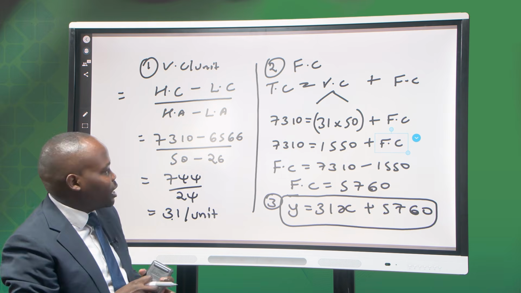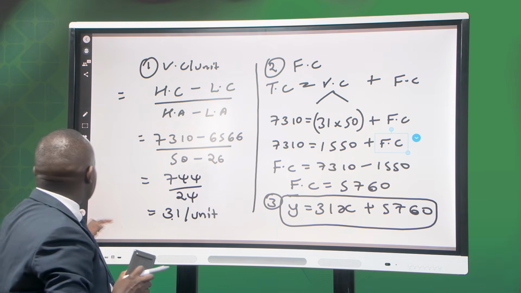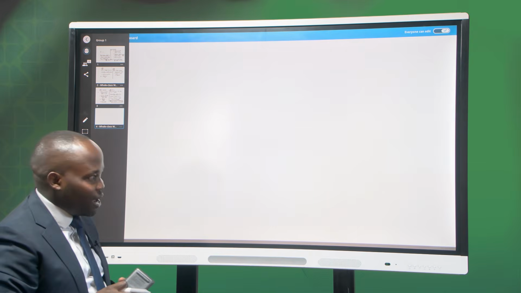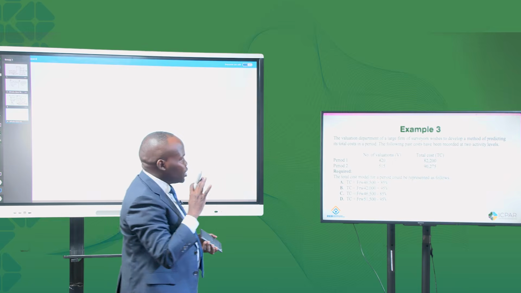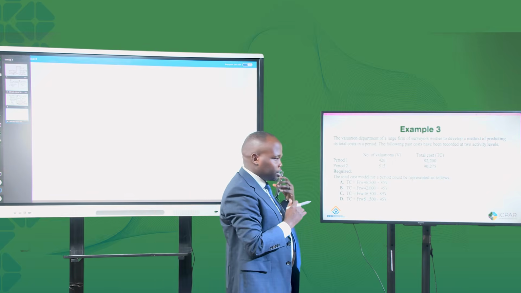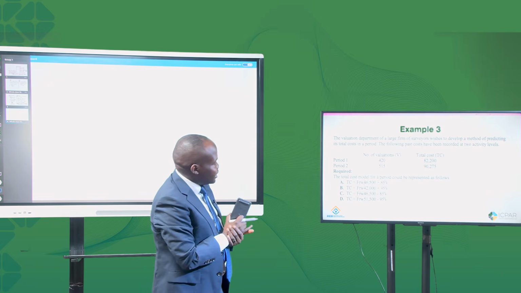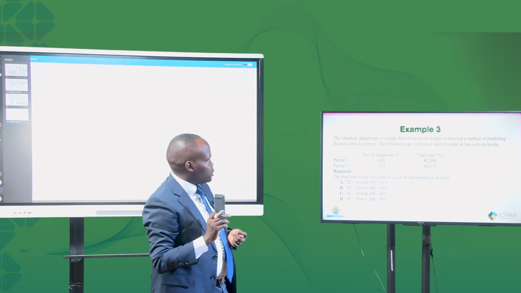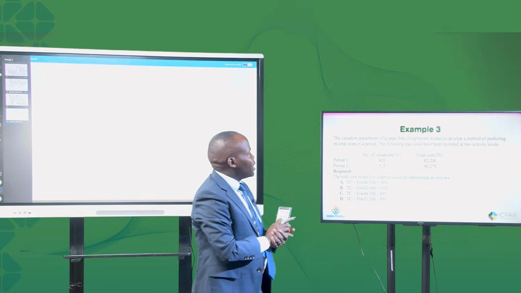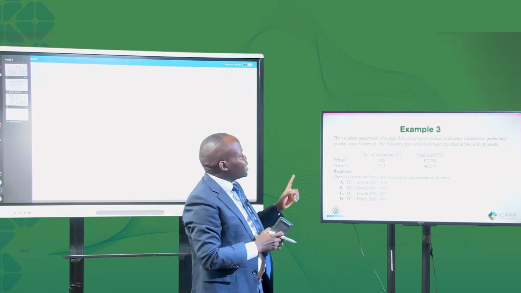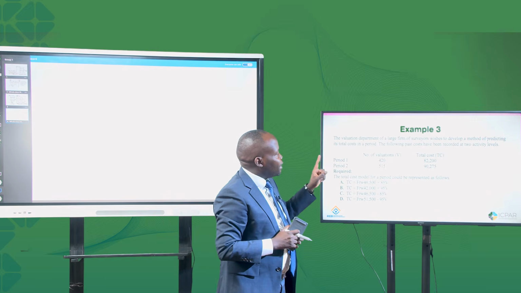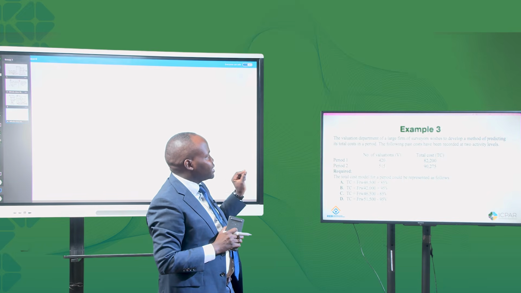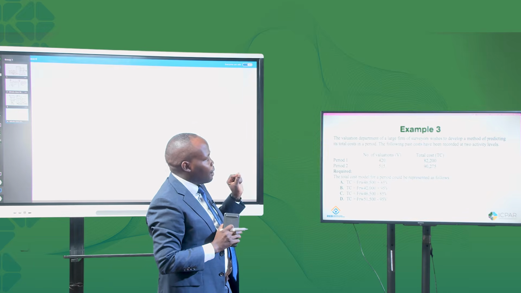Our last example. So let's go to our last example to see how the examiner now sets this type of question. Now this example is application of the concept we have learned. So in our last example, remember our exams are multiple choice questions. So the question reads, the valuation department of a large firm of surveyors wishes to develop a method of predicting its total cost in a period.